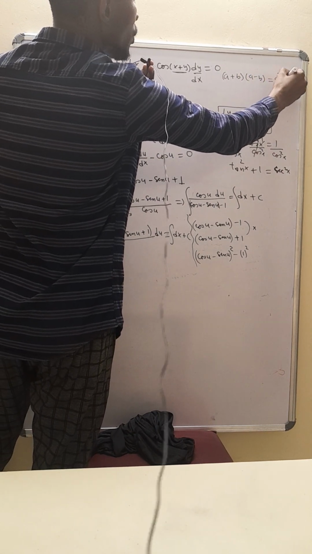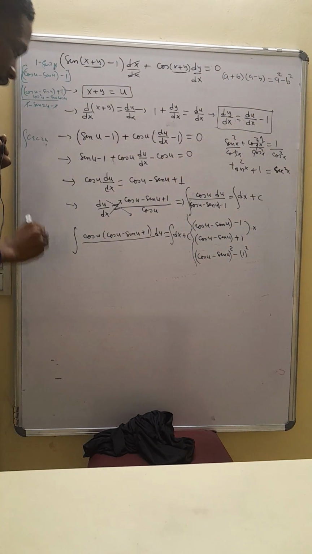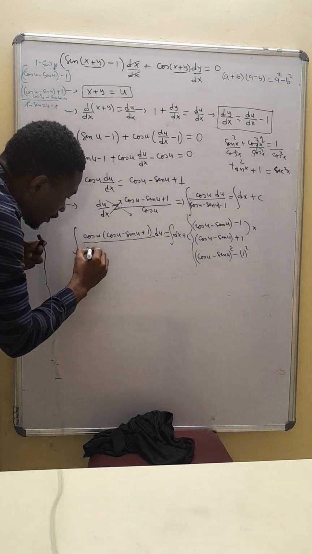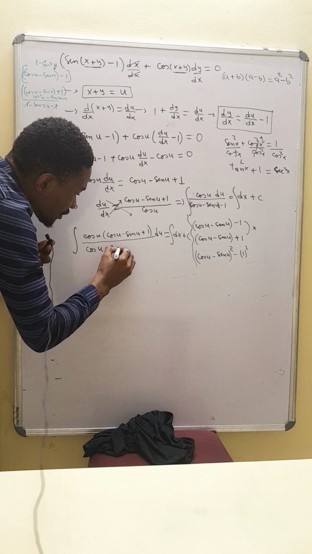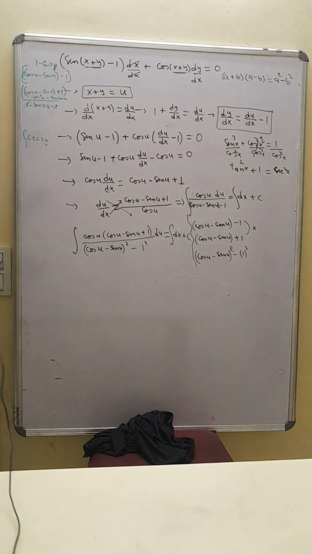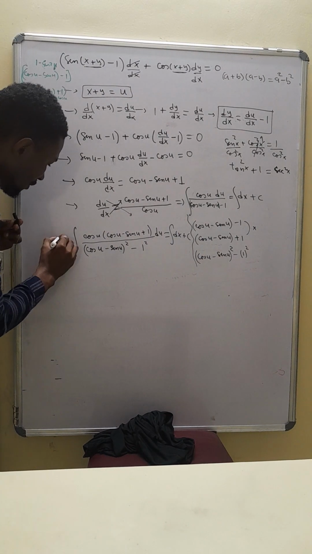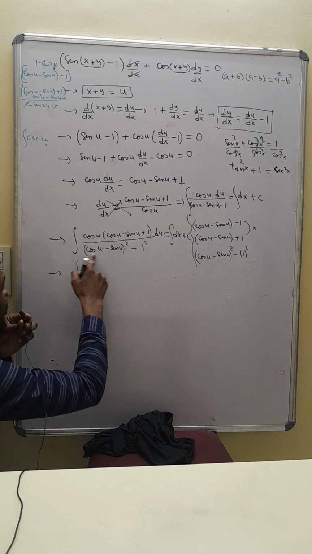It will be a square plus b square, minus b square. Then it will be the same here: (cos u minus sin u) square minus 1 square. Now see, this expression here, what is this equal to?